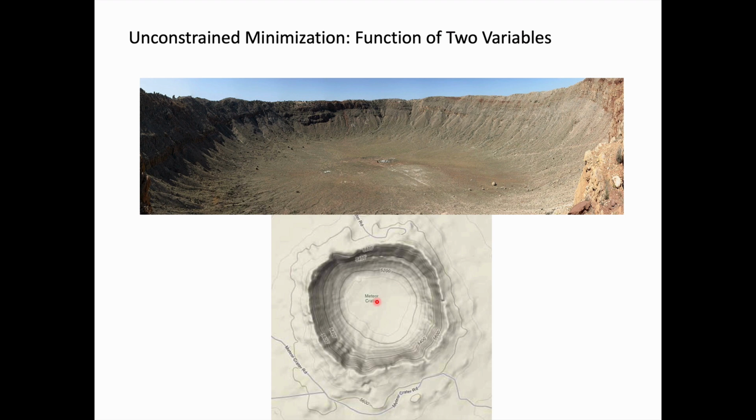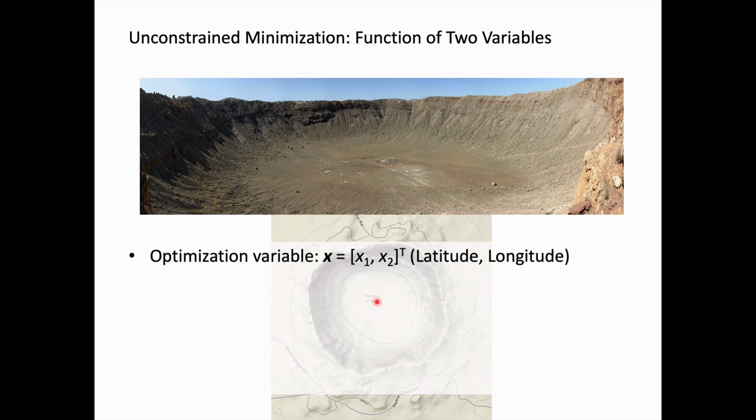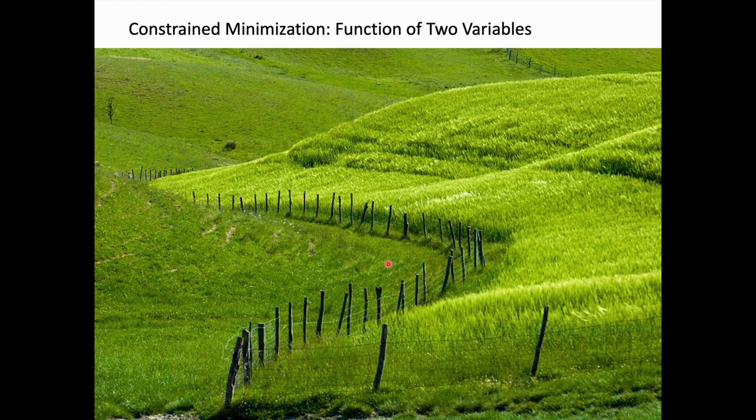In engineering design optimization, we're usually looking at problems where we have more than one optimization variable, and this sort of visualization helps us to conceptualize what's going on. Here the optimization variable would be this vector x, x1 and x2, that corresponds to latitude and longitude. And the objective function here would be some function of the two-dimensional position that gives us the elevation, the vertical distance above sea level.